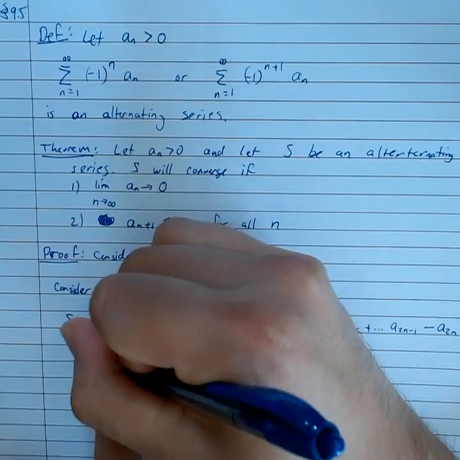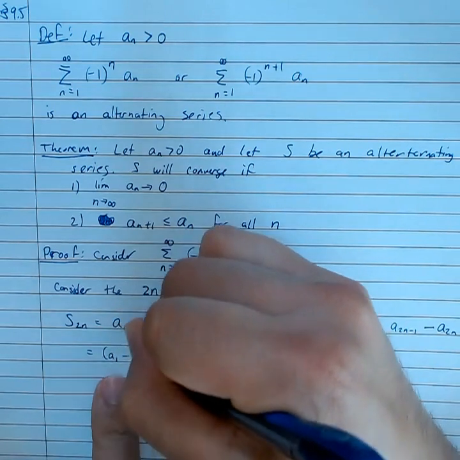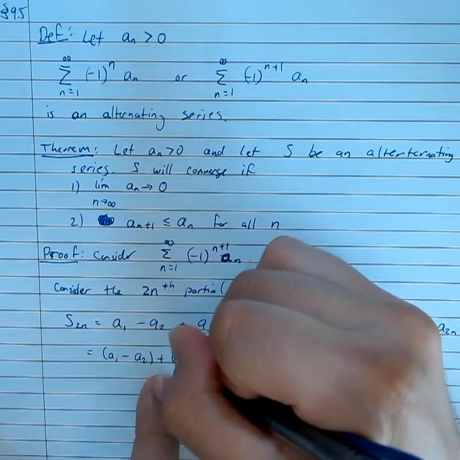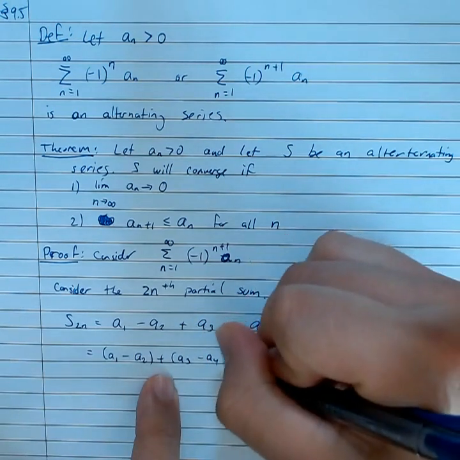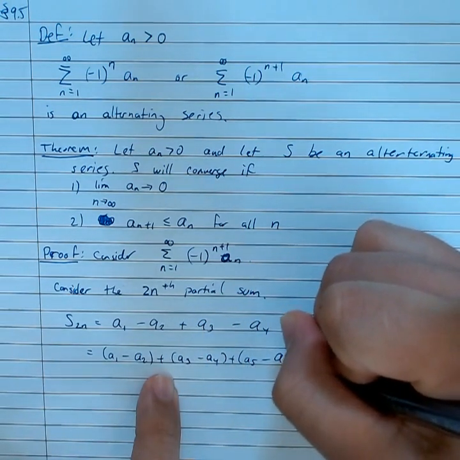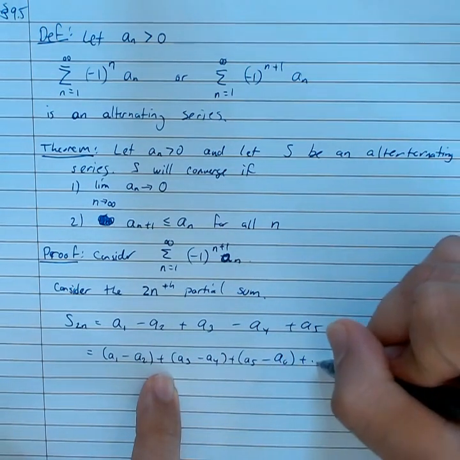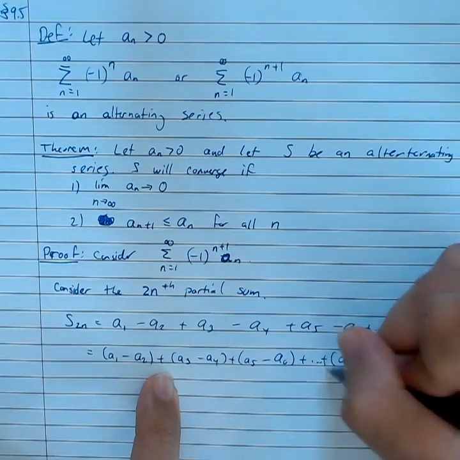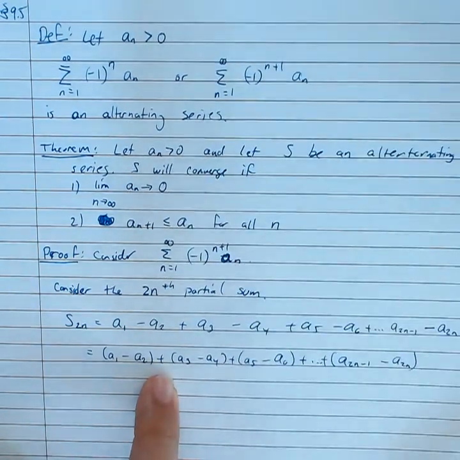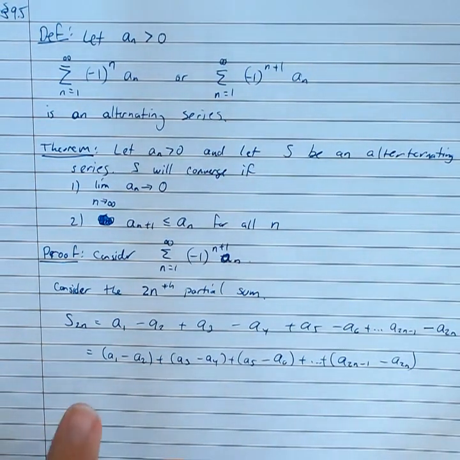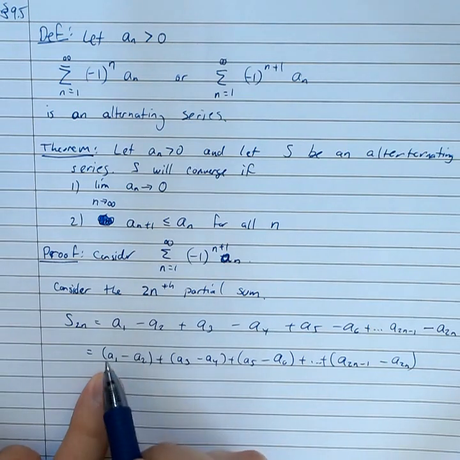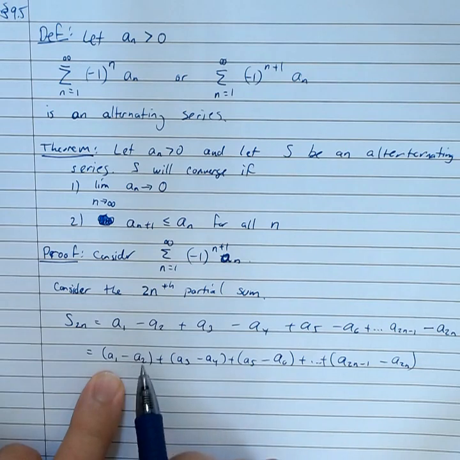So here I'm going to go ahead and write this as a sub 1 minus a sub 2, and then I'm going to say plus, and then I'm going to group these together. So plus a sub 3 minus a sub 4, plus a sub 5 minus a sub 6, plus dot dot dot. And eventually I'm going to get to a sub 2n minus 1 minus a sub 2n, just like that. Okay? Notice that here, these two, when I subtract them, they have to be positive.